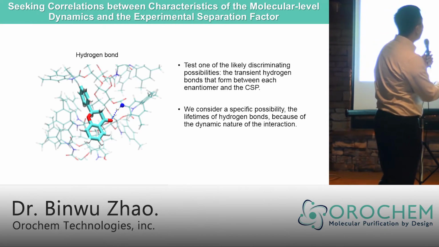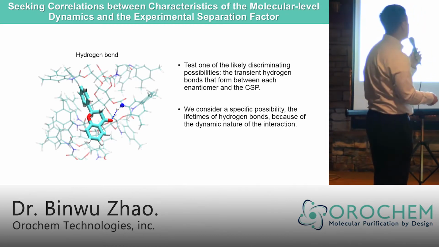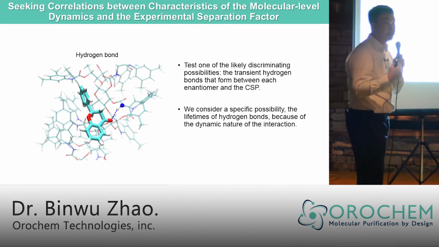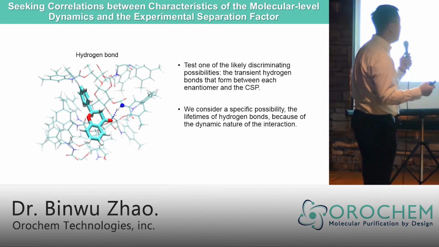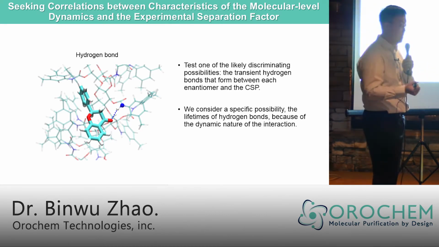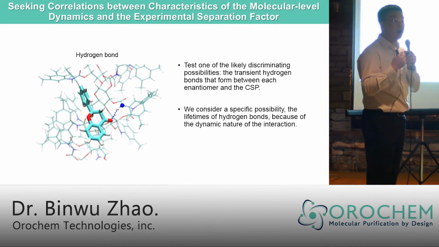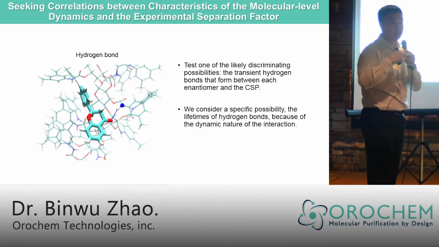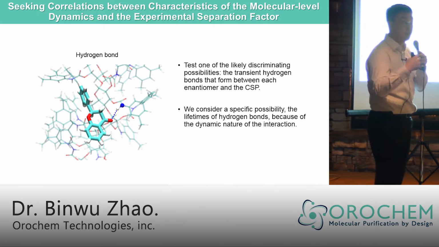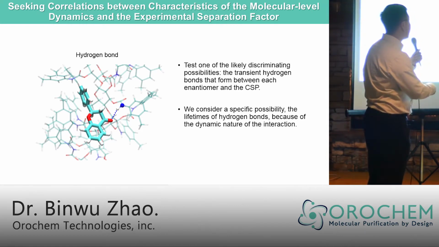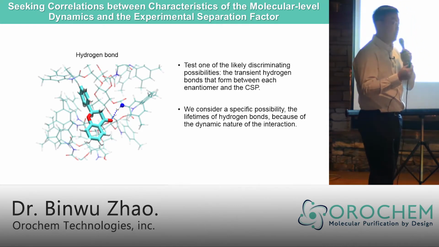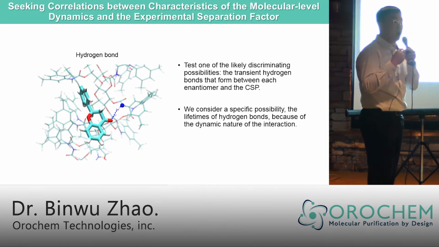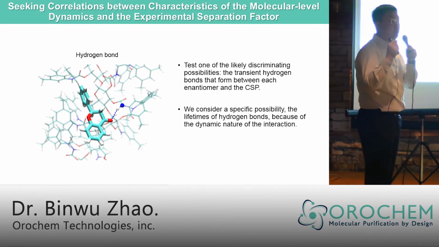So we test one of the likely discriminating possibilities, and that is a transient hydrogen bonding formation between enantiomer and CSP. And since this hydrogen bonding is a dynamic behavior, you will have a hydrogen bond deforming and reforming constantly throughout the entire process of the interaction. So we consider the lifetime of hydrogen bonds. It basically defines how long a pair of atoms can form a hydrogen bond.